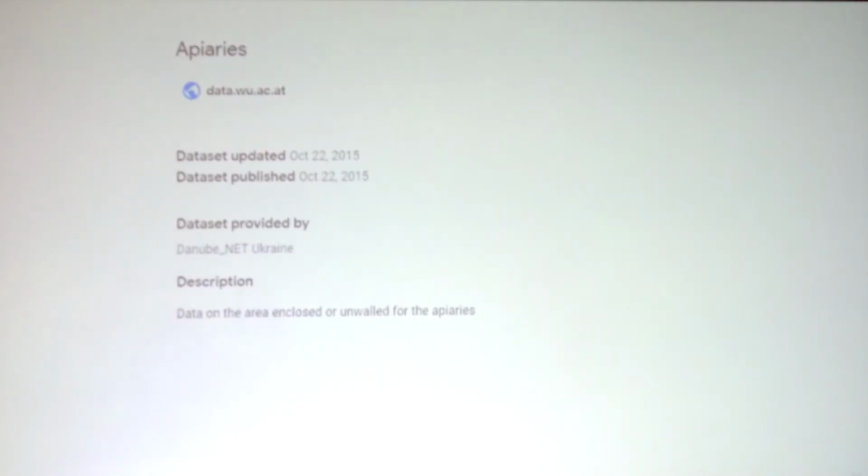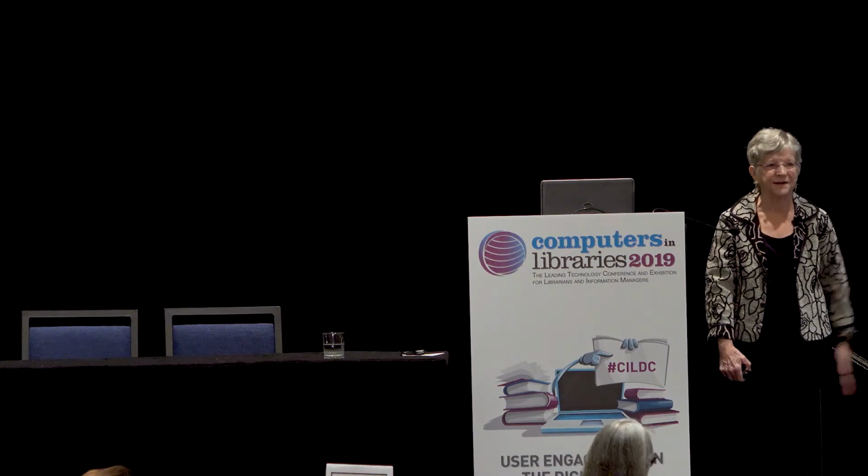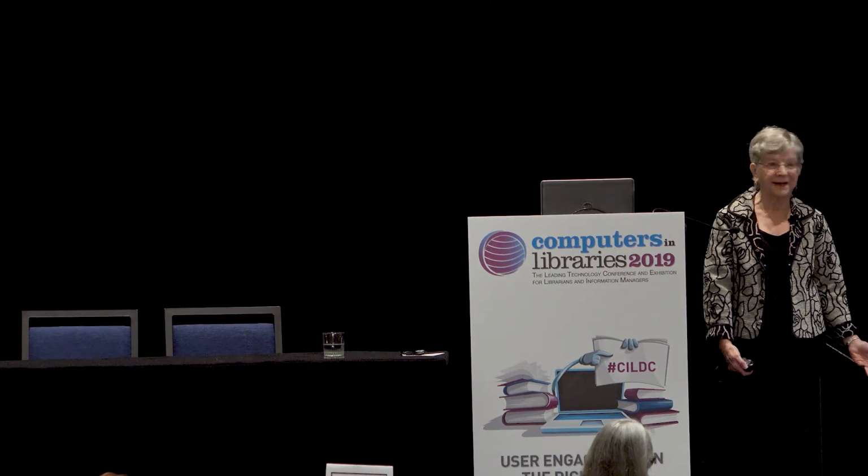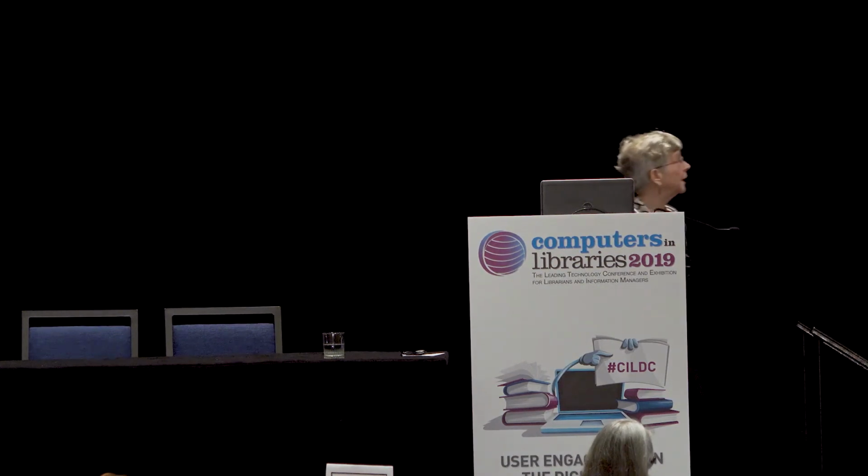And then there's another record. All the description is "data on the area enclosed or unwalled for the apiaries." That's it. So the only way you would retrieve this data set is by looking for the word apiaries, basically. So the accessibility of these data sets varies very wildly, because Google is just taking the content that is found and indexing it. So keep that in mind.